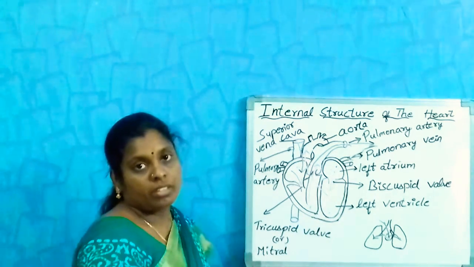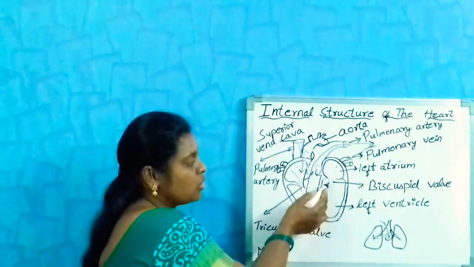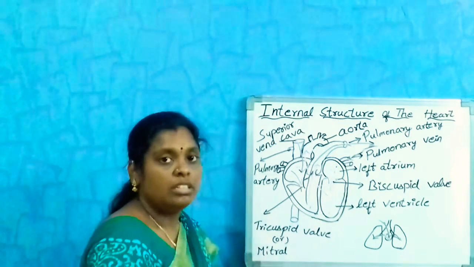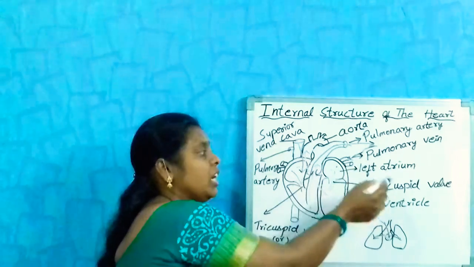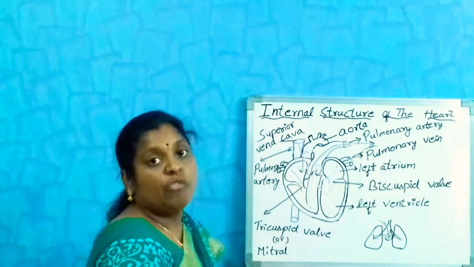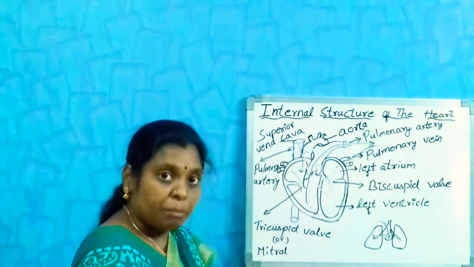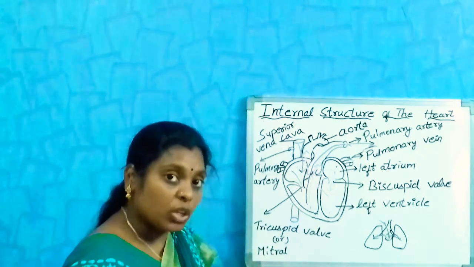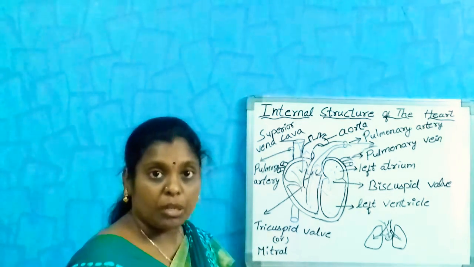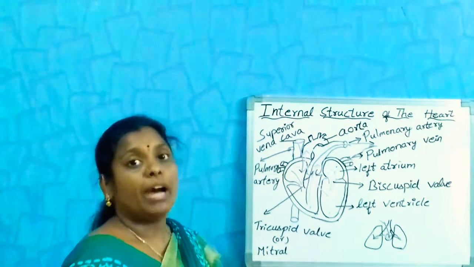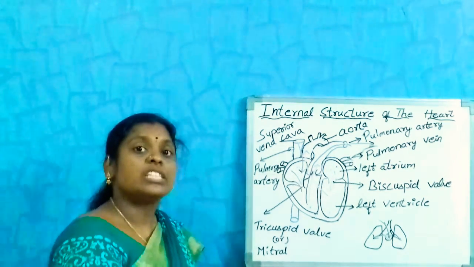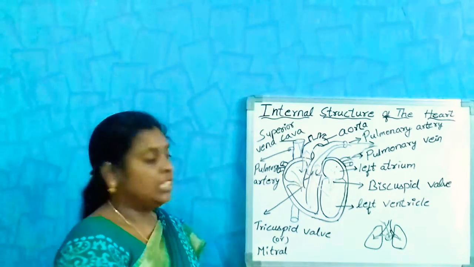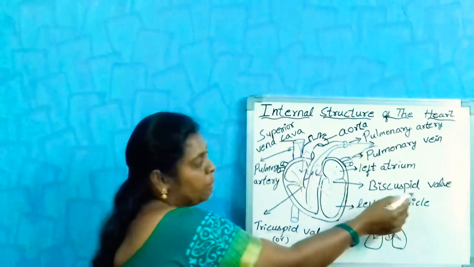And here you can also see a wall between the left atrium and ventricle, the left auriculoventricular septum. We call the other one the right auriculoventricular septum. It is also called the bicuspid valve. What is the necessity of these valves, the tricuspid and bicuspid?